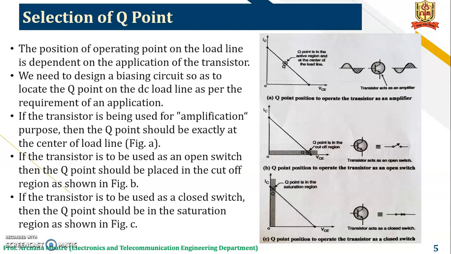If the transistor is being used for amplification purpose, then the Q point should be exactly at the center of the load line. If the transistor is to be used as an open switch, then the Q point should be placed in the cutoff region as shown in figure B, and if the transistor is to be used as a closed switch, then the Q point should be in the saturation region as shown in figure C.